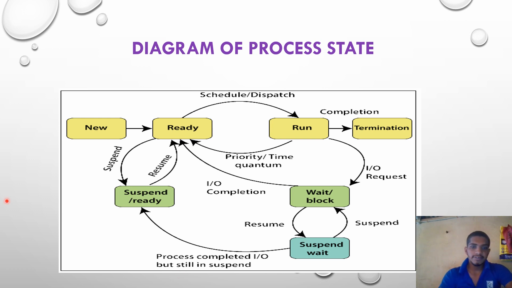Then we see there is a suspended ready state. If a process in ready state is moved from main memory to secondary memory due to lack of resources, mainly primary memory, that state is called suspended ready state.